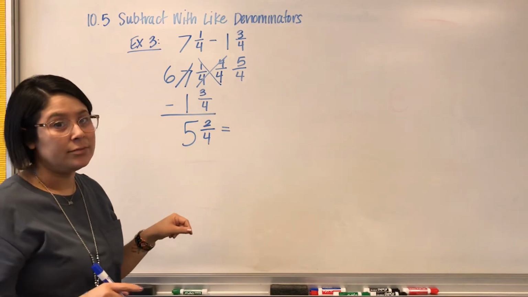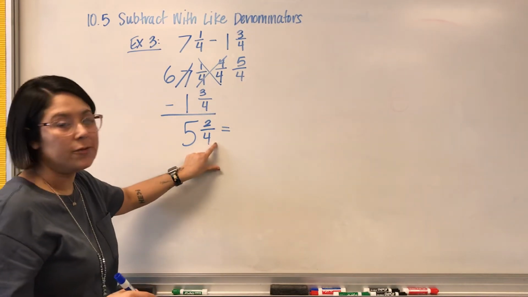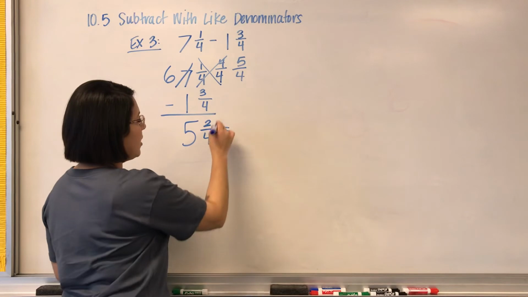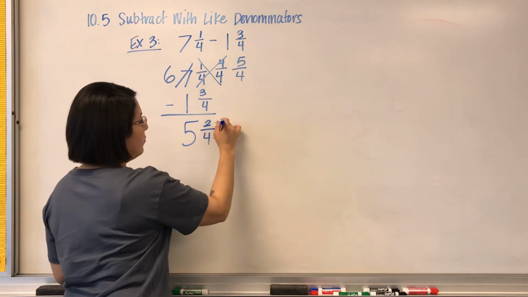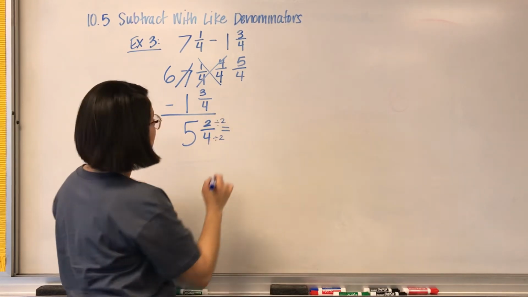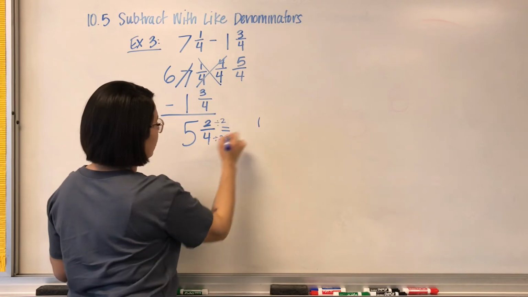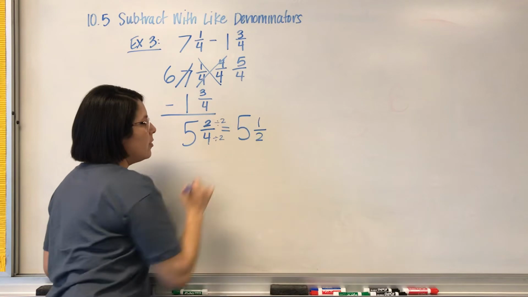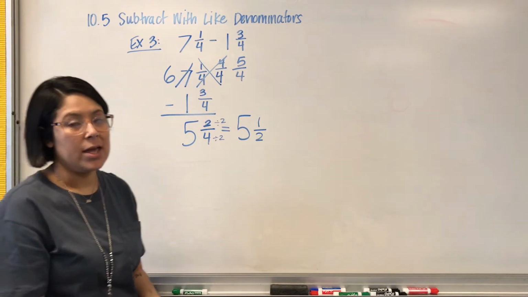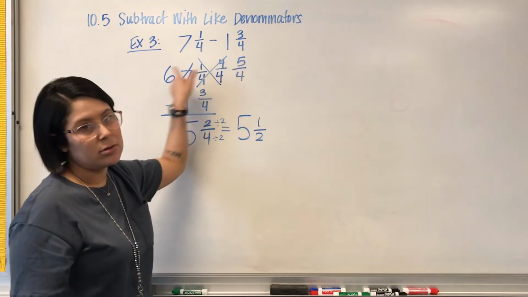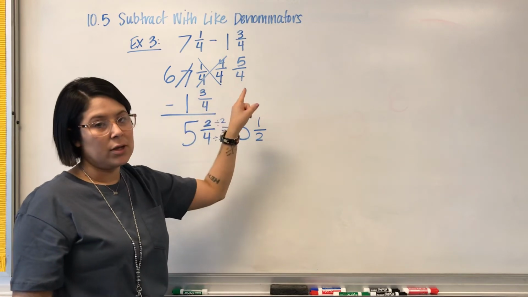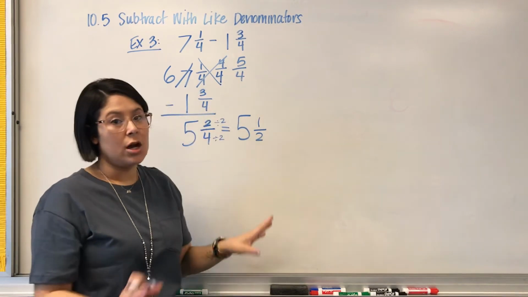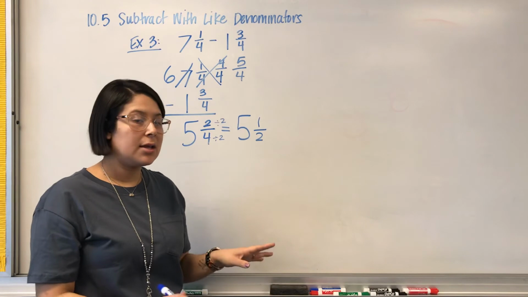Am I done? No. This looks a little fishy. Okay, what can I divide the top and bottom by? 2. 2 divided by 2 is 1. 4 divided by 2 is 2. 5 1/2. Okay, this is the tricky part, the borrowing. Okay, so don't let that get you caught up. It's the same thing.